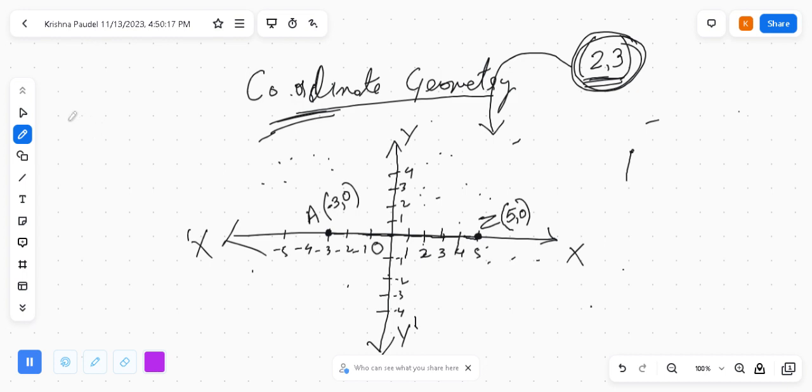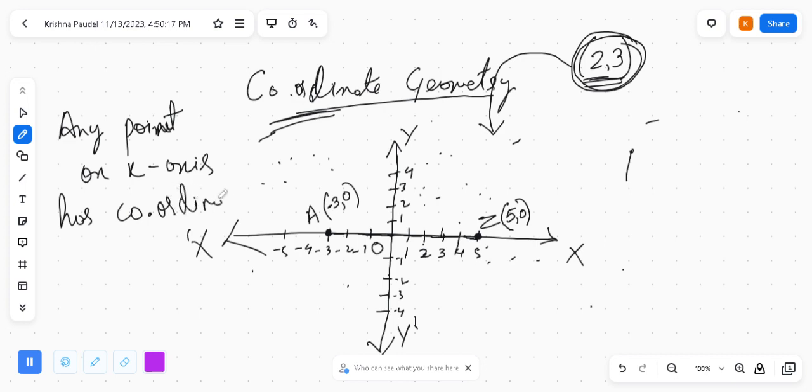So from here we can conclude that any point on the x-axis, meaning anywhere on this x-axis, has coordinates or an ordered pair in the form of x comma 0. Here x represents any number, any integer. X can be any number, minus 3, minus 4, wherever the point is lying.